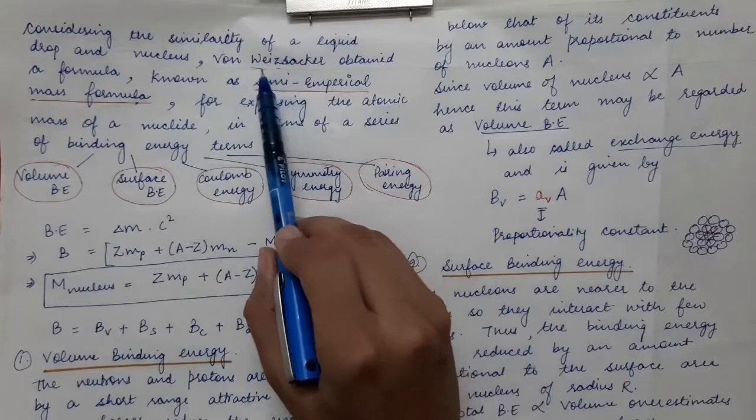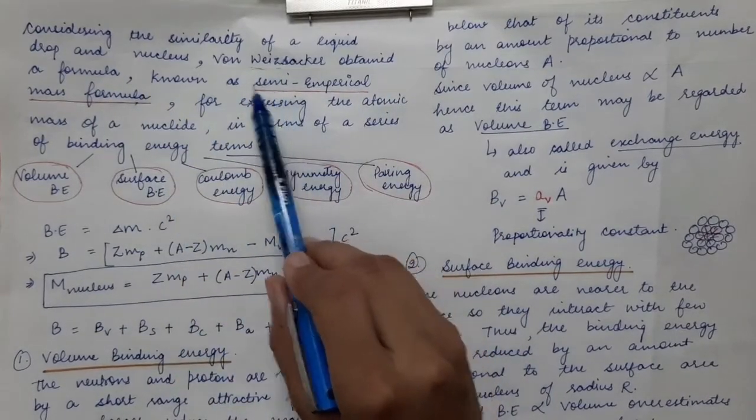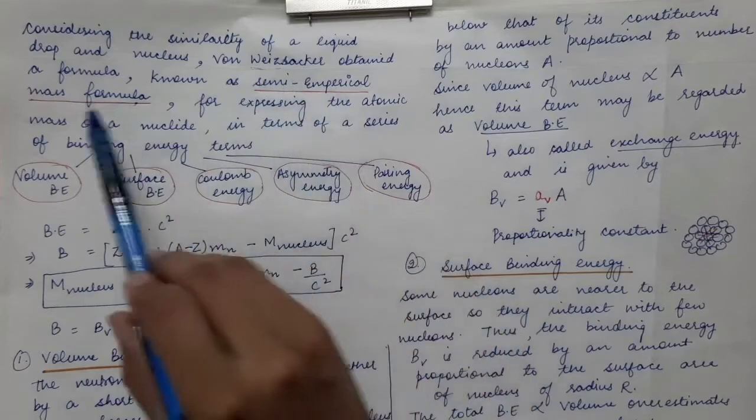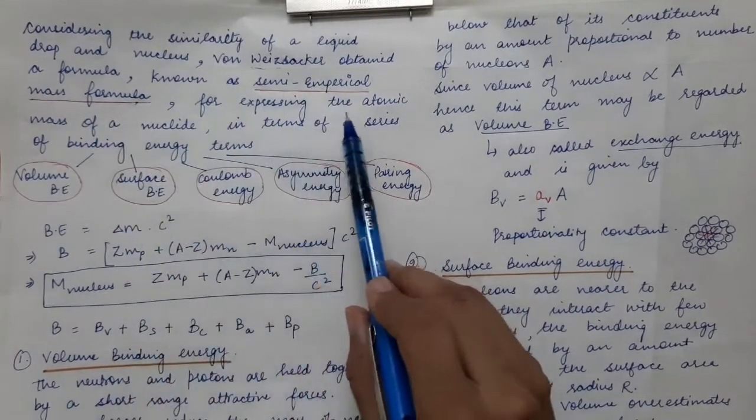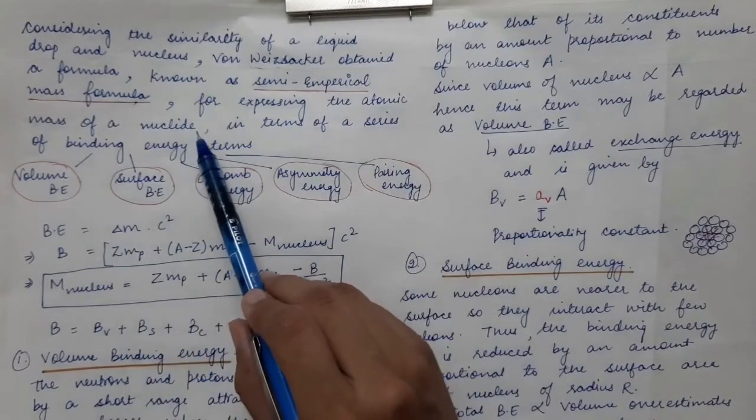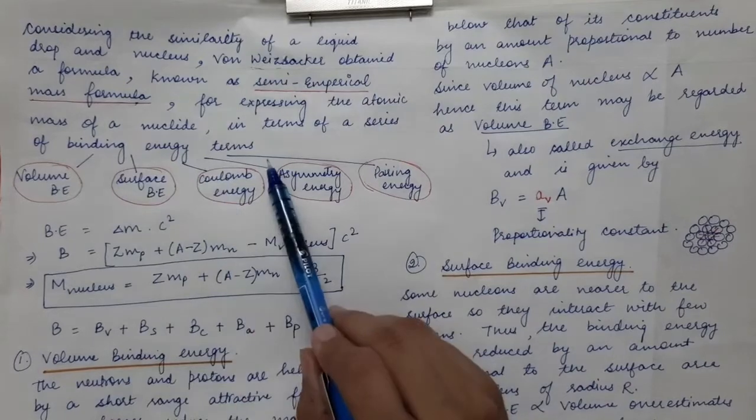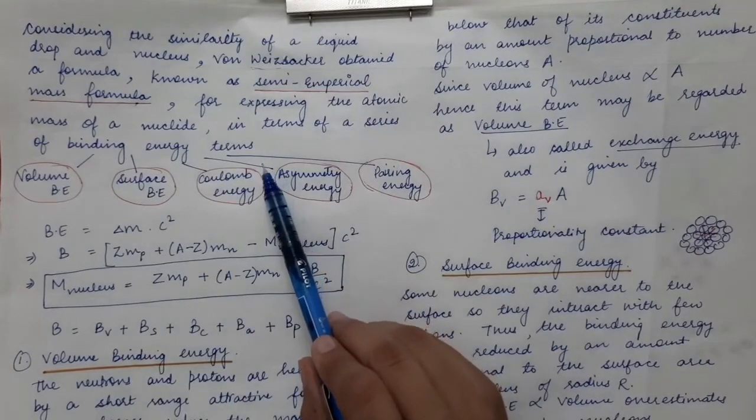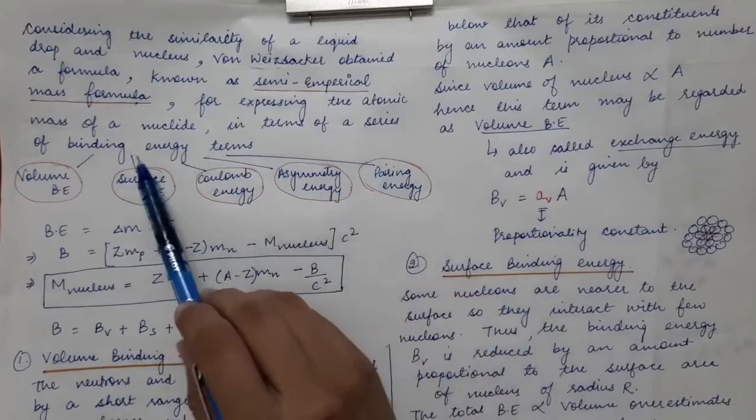So this scientist obtained a particular formula called the semi-empirical mass formula, and this formula is for expressing the atomic mass of a nuclide in terms of a series of binding energy terms. So we will be studying the various binding energy terms.